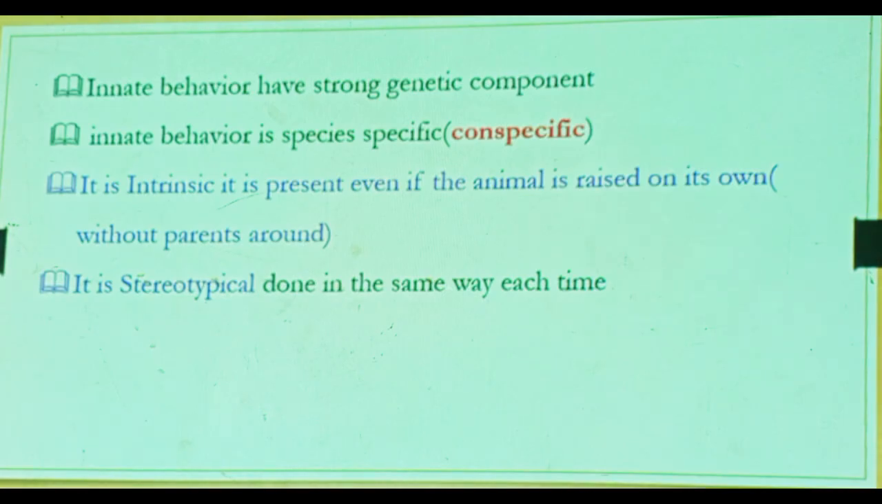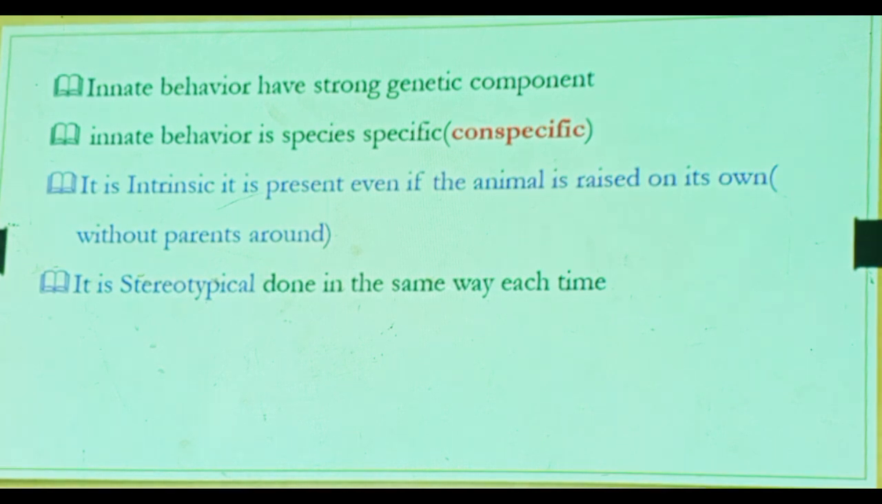Innate behavior is species specific, or more formally, conspecific. It's not a different terminology. It means species specific. One species has an innate behavior that is similar or identical in all members of that species. It is intrinsic, meaning it is present even if the animal is raised on its own, away from its parents, without parents around. The animal can practice it because it is genetically fixed.